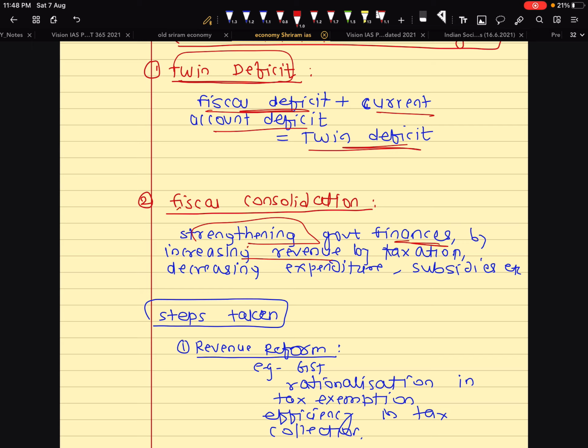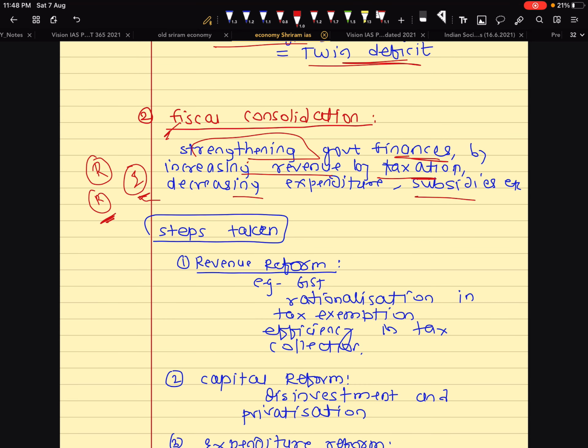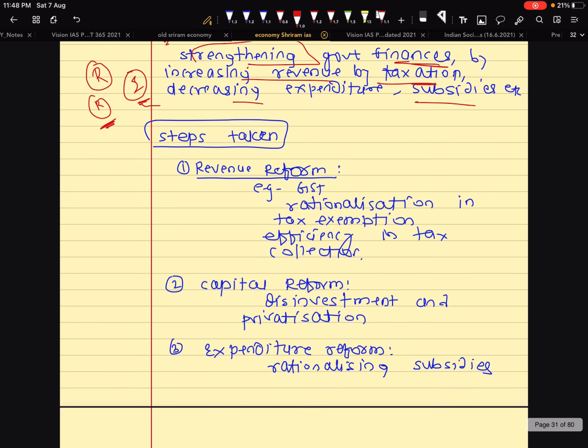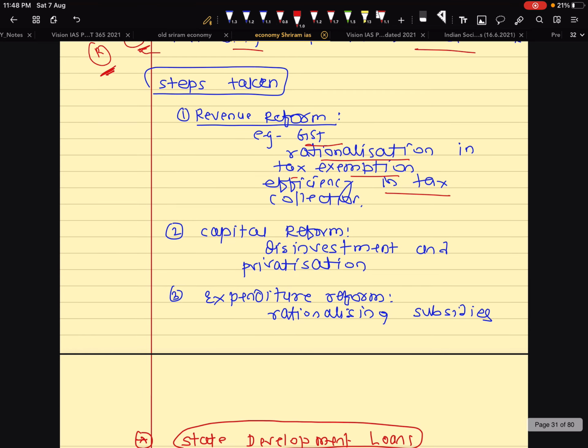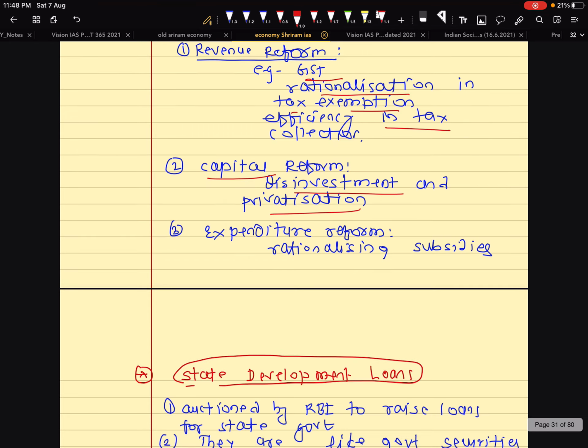I told you fiscal health has two components: revenue receipts and expenditure, receipts versus expenditure. So they have to decrease the expenditure while increasing the revenue. Revenue is increased by taxation, while expenditure is decreased by reducing expenditure on subsidies and similar programs. Then steps taken for fiscal consolidation: the government has taken the following steps, like revenue reform such as GST, rationalization of tax, avoiding tax exemptions, and efficiency in tax collection. Then capital reform, in which the government has started disinvestment programs and privatization. Then there is also expenditure rationalization, like rationalizing the subsidies.